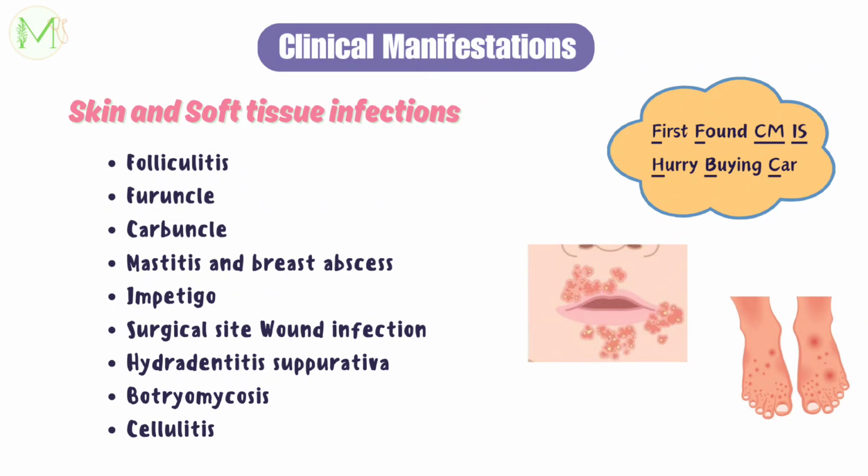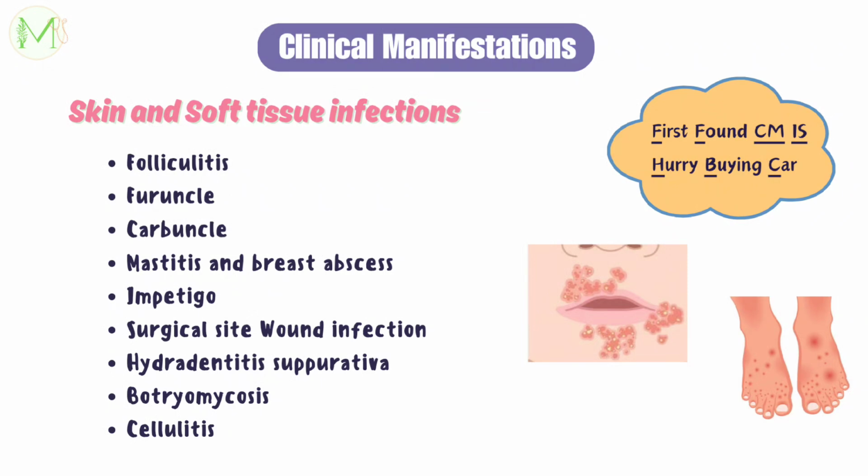Folliculitis. Folliculitis refers to infection of hair follicles. Furuncle. Furuncle refers to a boil, and it manifests as painful pustular lesions in moist areas due to infection in the hair follicle. Carbuncle. These are severe painful lesions in the lower neck region extending to deeper subcutaneous tissue. It also manifests with mastitis and breast abscess.